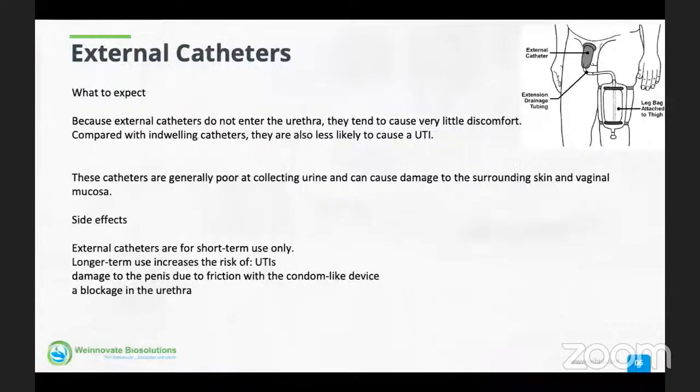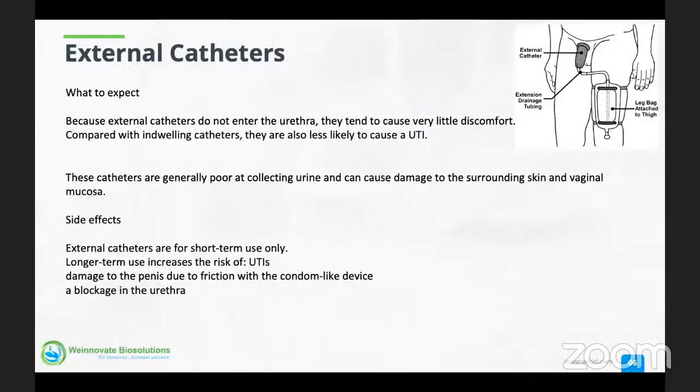Now we will go to external catheters, and then we will come back to indwelling catheters. External catheters, as I told you, some may have an option of using. This is a condom-like device that fits over the penis. A tube is attached to the catheter, collects urine, and then it is drained out.